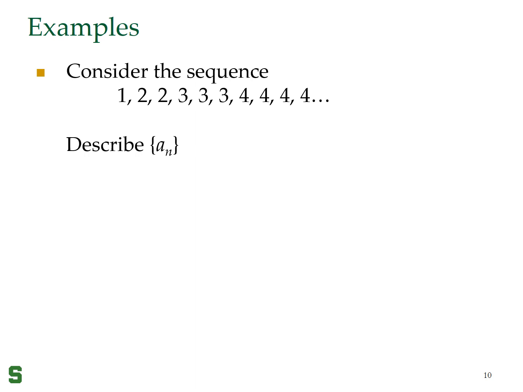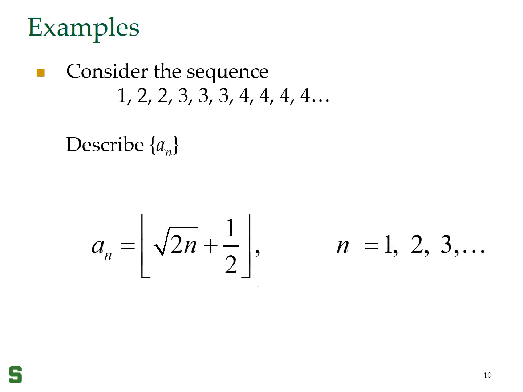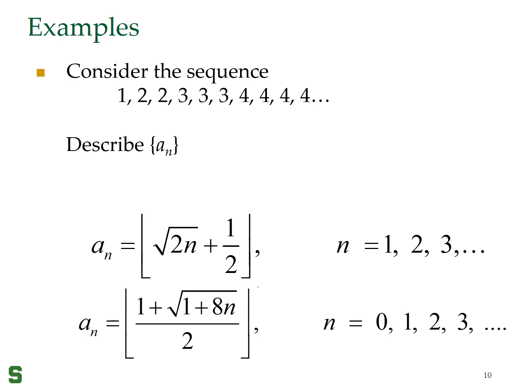Let's look at this sequence. This sequence is not something special. It just wants to show that the formula can be kind of strange. In this case, the formula happens to be the floor of square root of 2n plus a half, which can also be written in this fashion: 1 plus square root of 1 plus 8n, divided by 2.